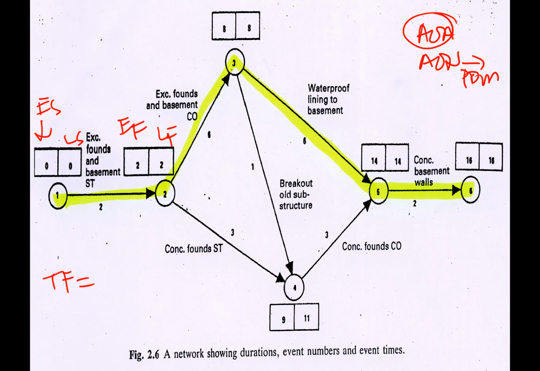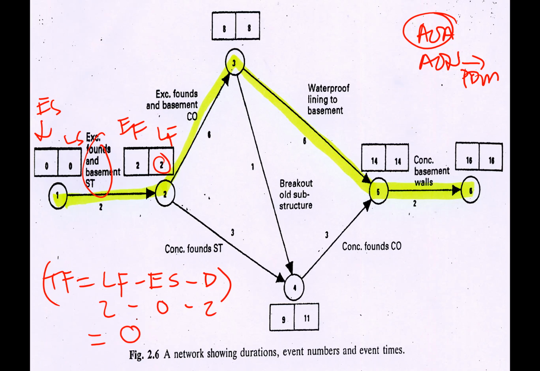Okay, remember total float for an AON diagram is late finish minus early start minus duration. You can use this formula. So for instance, for this activity, 2 minus 0 minus 2, we call it total float is 0. When total float is 0, TF is equivalent to 0. This is 0, 0, 0.